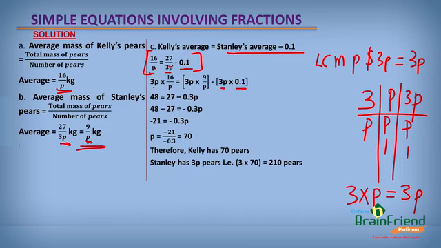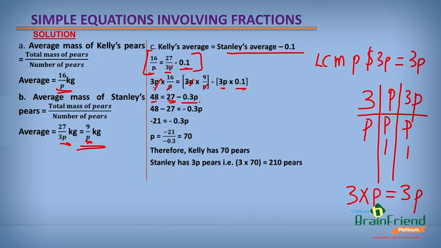Now 3p times 16 all over p gives, p cancels out p. We are left with 48. 3p times 9 all over p, p also cancels out p. 3 times 9 here gives us 27. Minus 3p times 0.1p gives us minus 0.3p.